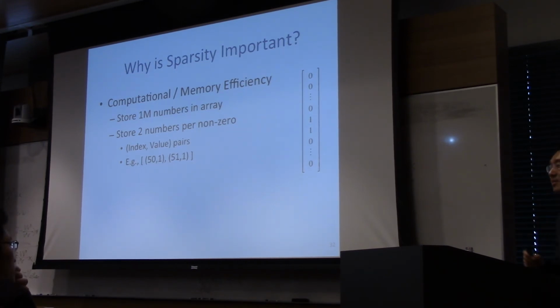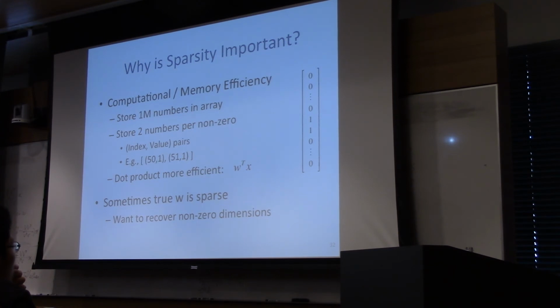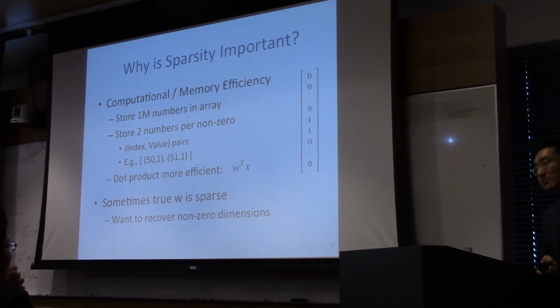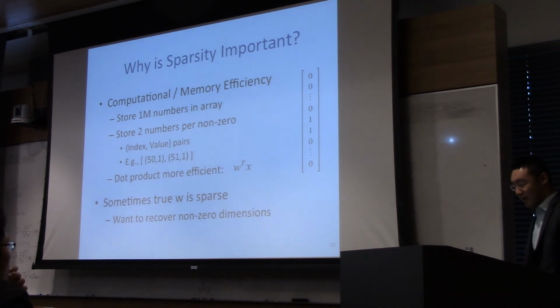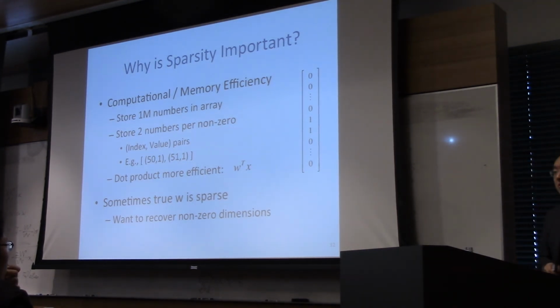So many models in practice are sparse. The dot product, by the way, is also more efficient, right? Because now you're just traveling through a linked list type thing, as opposed to doing a for loop over 1 million numbers. And sometimes, we think that the true W is actually sparse. We think that the dimensions of the feature vector that really matter in making these predictions are few and not many. And so we use Lasso to recover those non-zero dimensions.